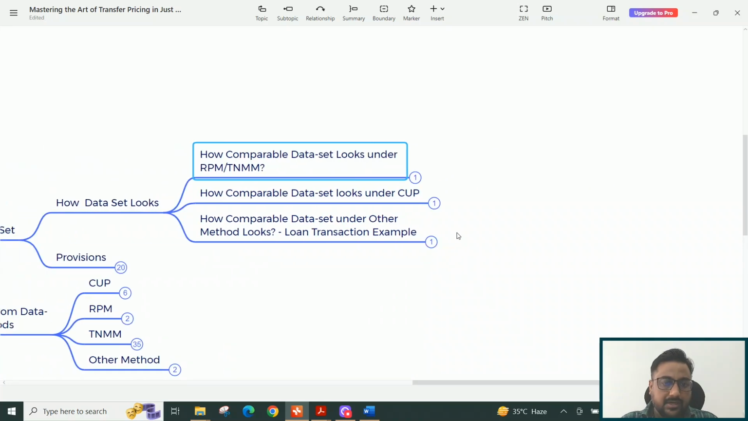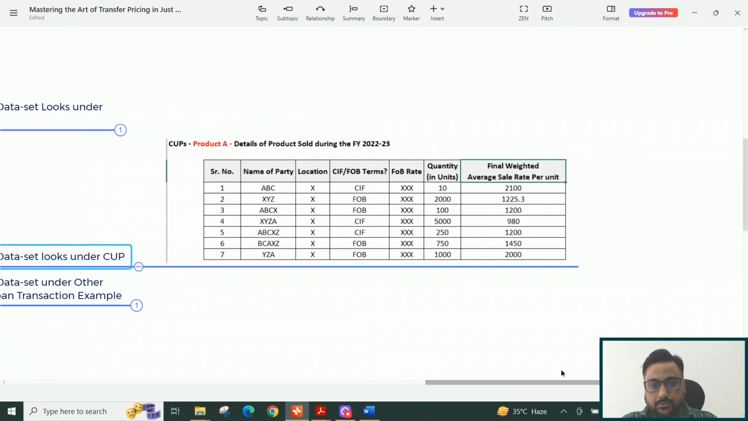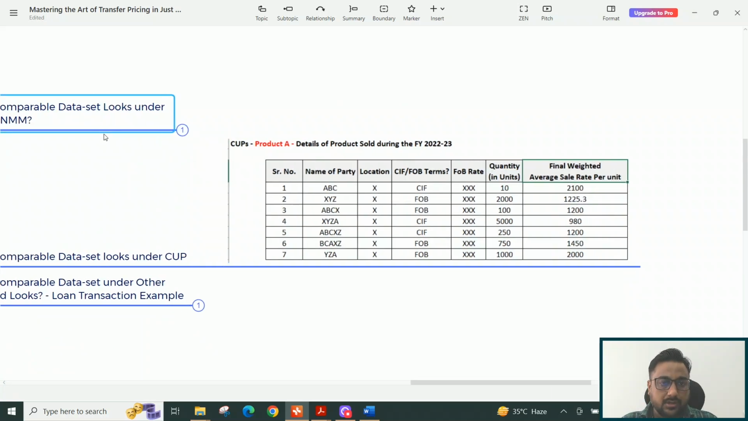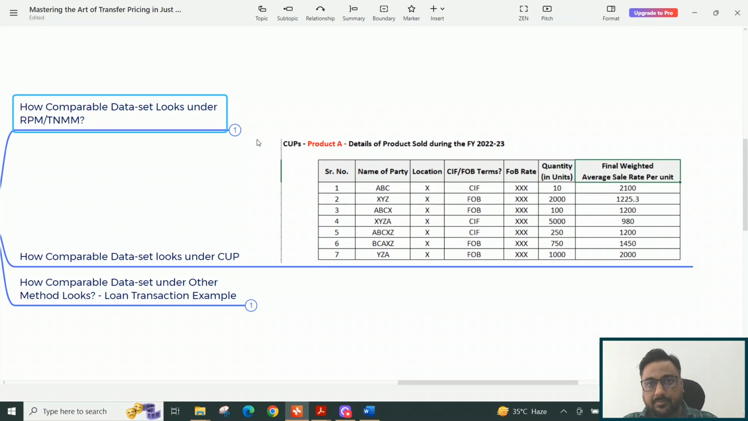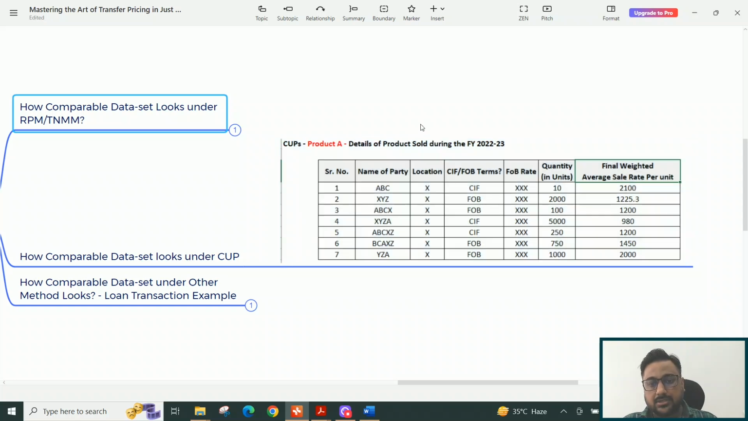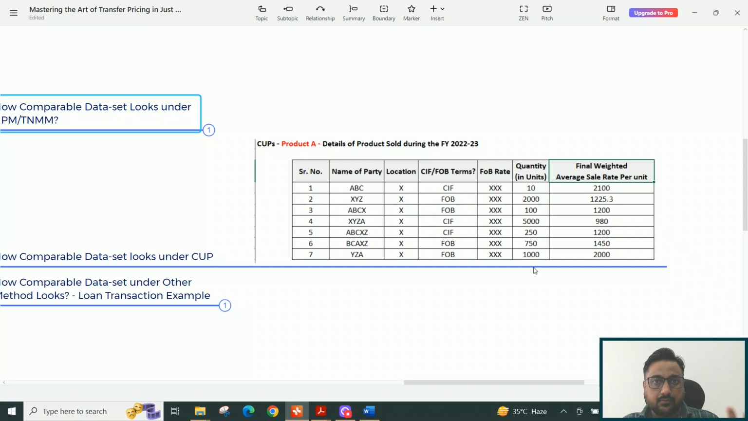So how does the comparable data set look under CUP? Under CUP, the data set will not look like it did in RPM or TNMM, because it's a different method and different provisions drive the computation of ALP. If there are comparable transactions for product A, with details of products sold, then the CUP data set would look like this.